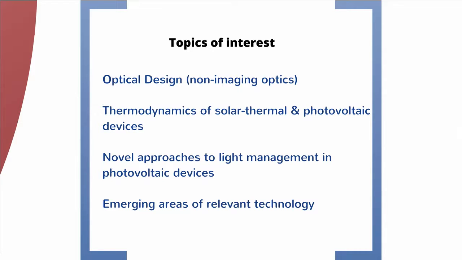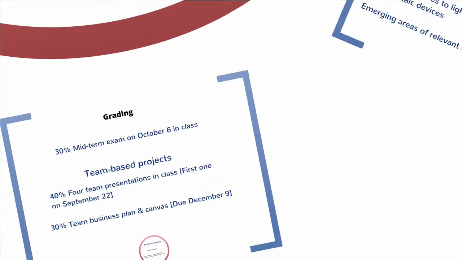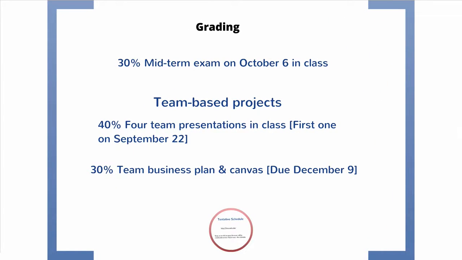Okay. If there are no questions, let's go to grading. It's, of course, important for us. The grading is, again, very specific and very upfront here. We have one midterm. It's already scheduled for October 6th in class here. It's 30% of the grade. It'll cover whatever we learn until then, and it's in the schedule we'll go through. It's during the class, so it's an hour and 15 minutes.